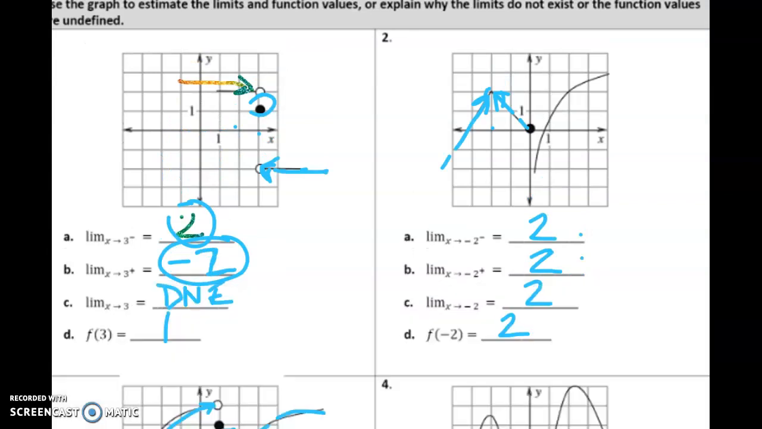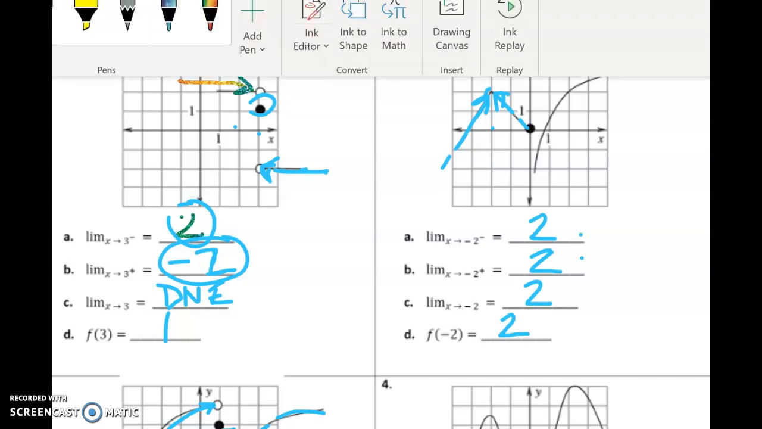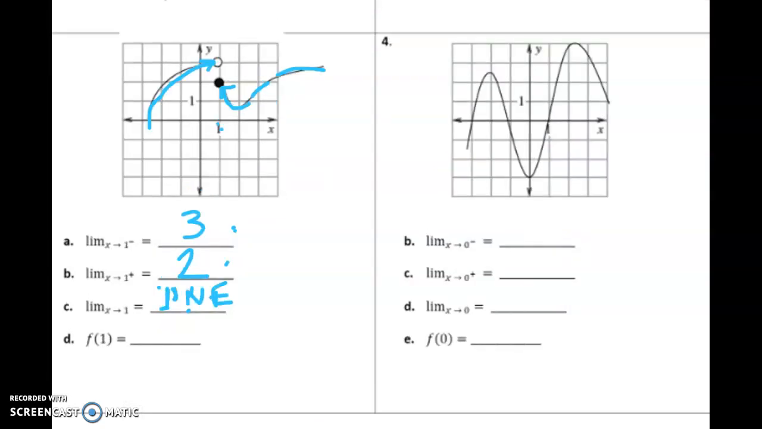And then it asks me, what is the value of the function at x equals 1? And the value of the function at x equals 1 is equal to the solid dot that is there, and that has a value of 2. All right, let's look at number 4.